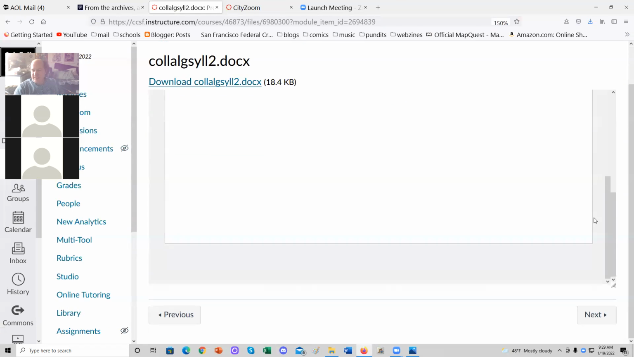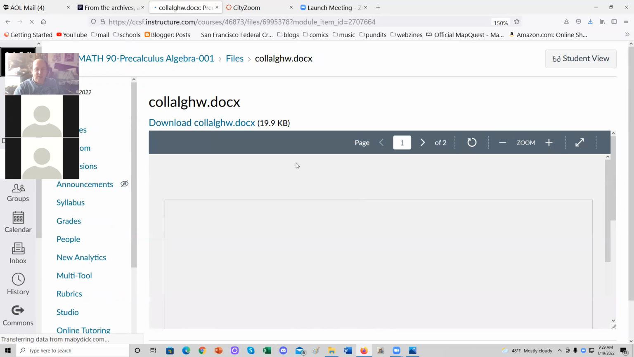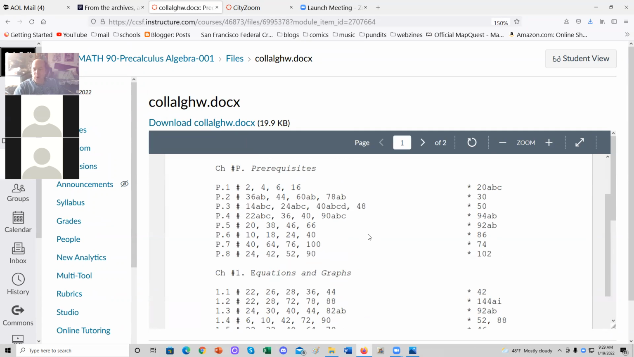Okay, next, after that, college algebra documents. These are the homeworks that are available, and they're assigned from this textbook. So these problem numbers from these sections.